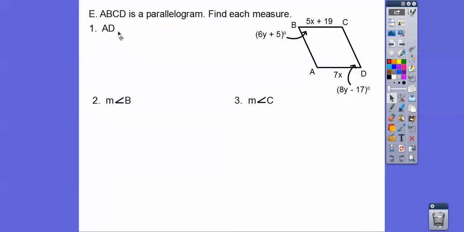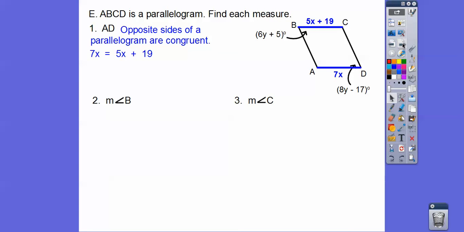So we got a parallelogram. Find the measure of each. Here are the markings right here. Here's our parallelogram. Remember, opposite sides are congruent and opposite angles are congruent. So let's get AD. AD is this bottom one right here. So I'm going to say 7x equals 5x plus 19, because opposite sides of a parallelogram are congruent.